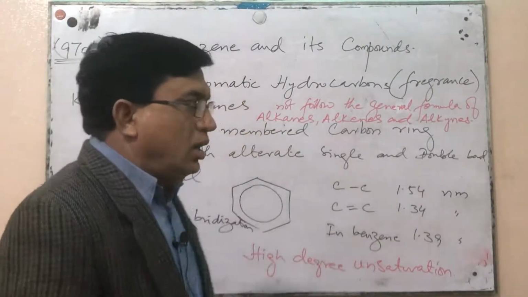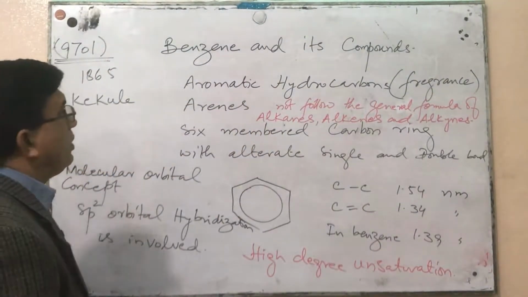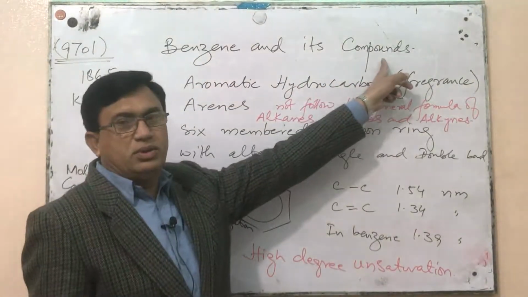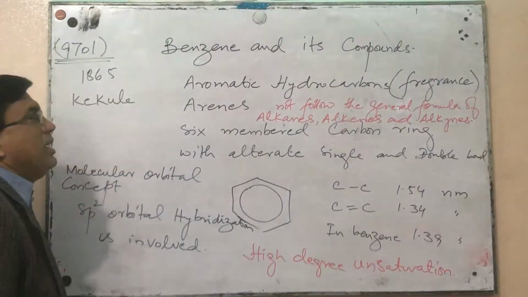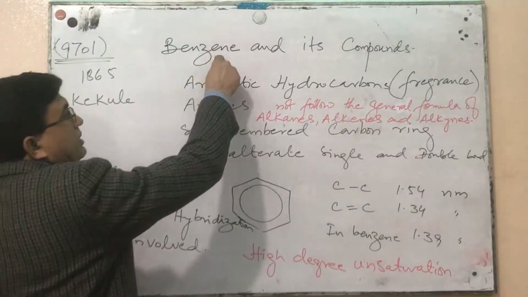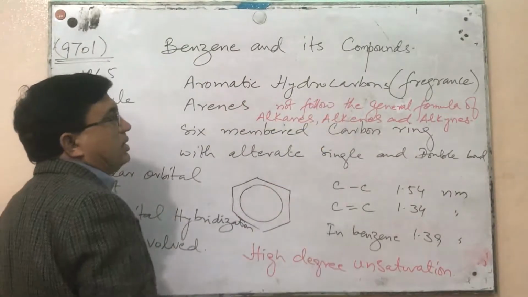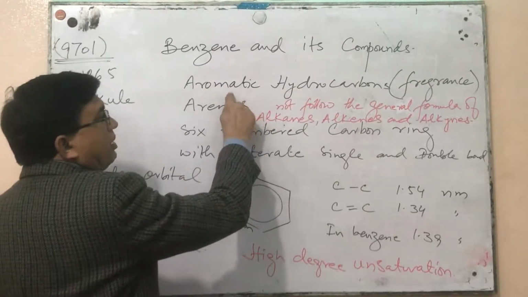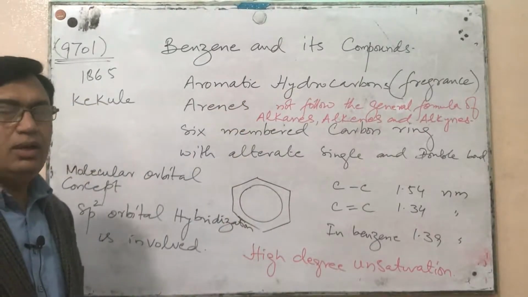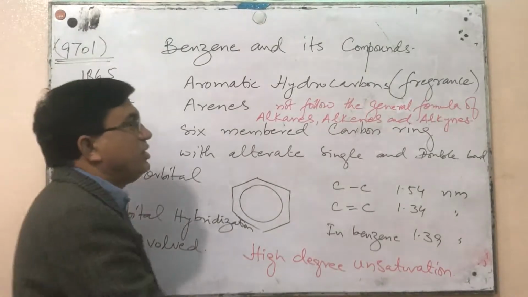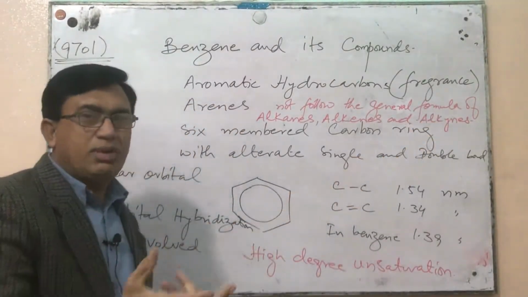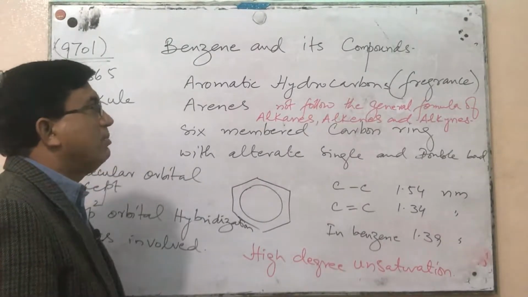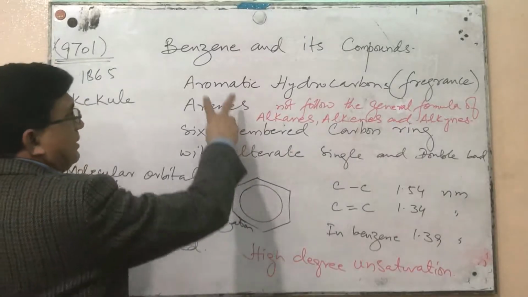Hello. Today's topic, a new chapter, is benzene and its compounds. What is benzene? Benzene is called an aromatic hydrocarbon. The name aromatic comes from the word aroma, which means fragrance or smell. A peculiar type of smell is present in the compound due to the benzene.